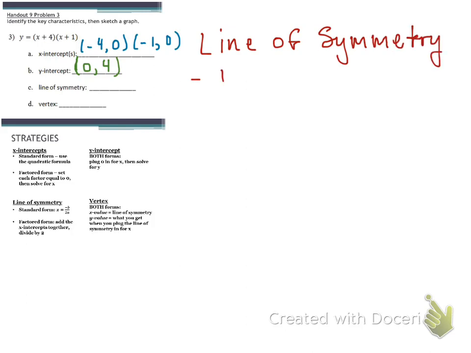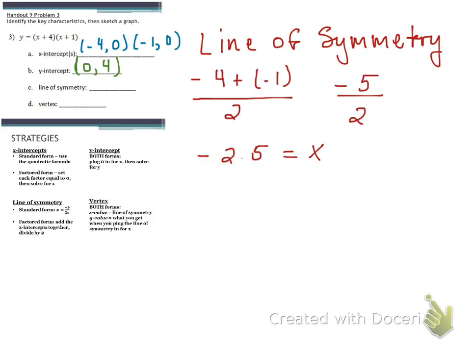For the line of symmetry, you're going to add the intercepts together and divide by 2, so negative 4 plus negative 1 divided by 2 is negative 5 divided by 2. So your line of symmetry is x equals negative 2.5.